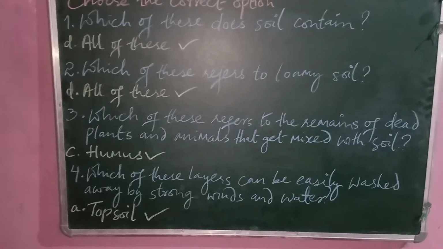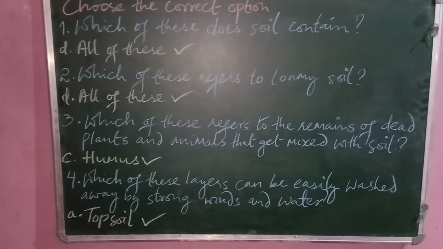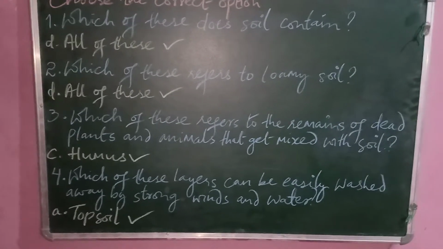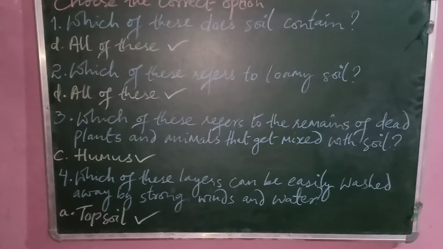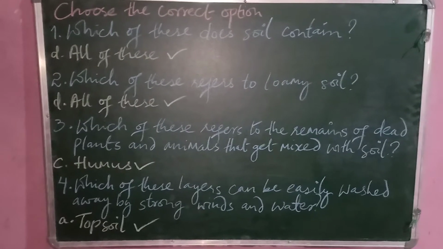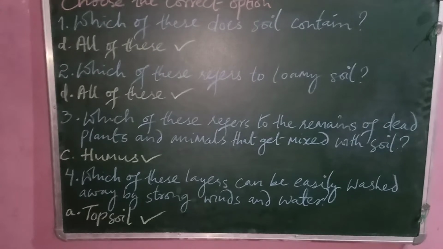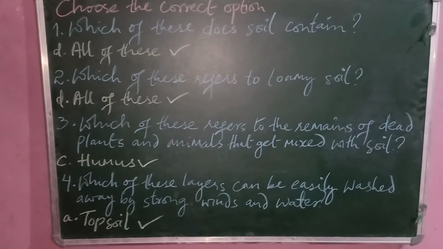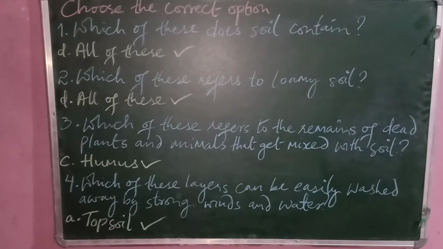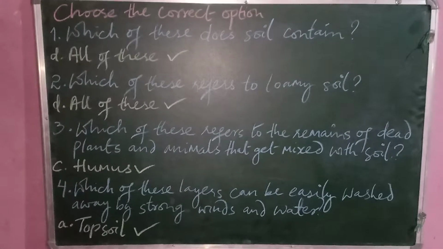Then we have question 3. Which of these refers to the remains of dead plants and animals that get mixed with the soil? So the option C, humus, is the correct option. Then we have question 4. Which of these layers can be easily washed away by strong winds and water? So your answer is option A, topsoil.